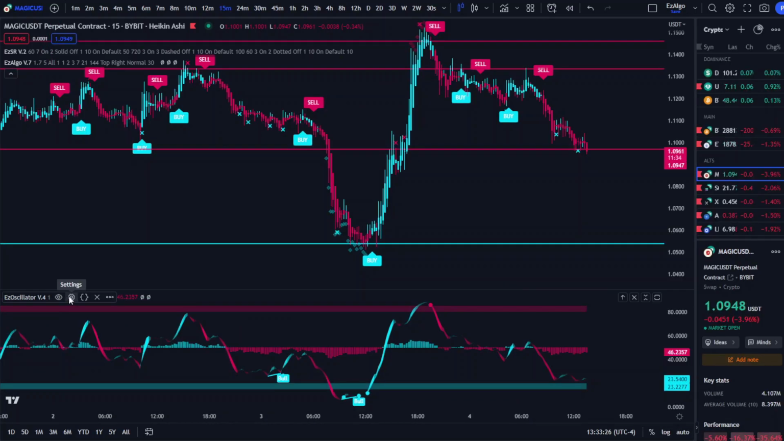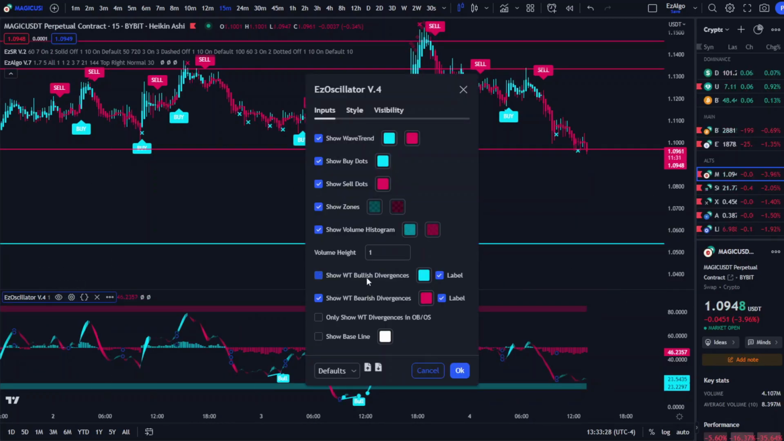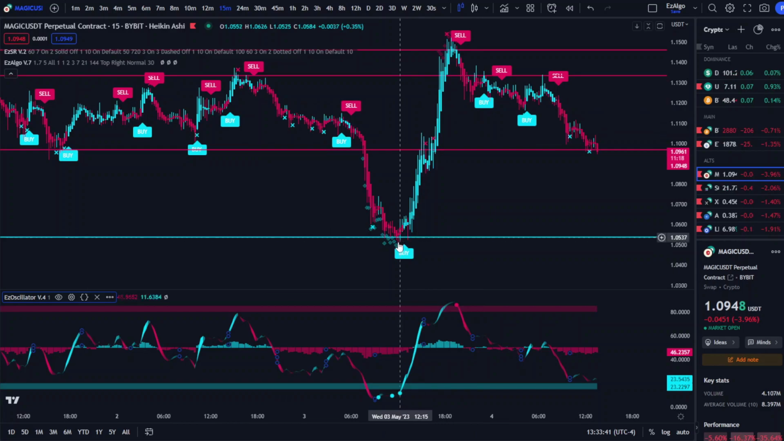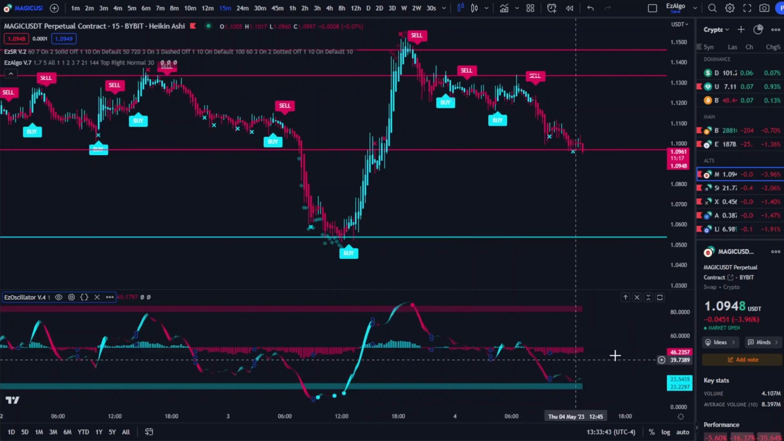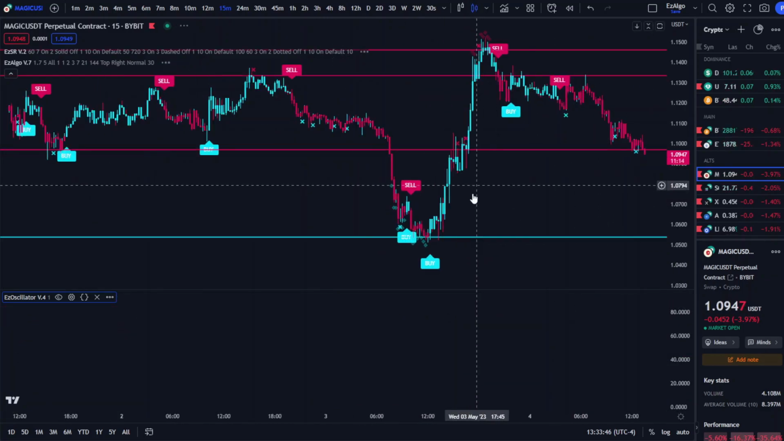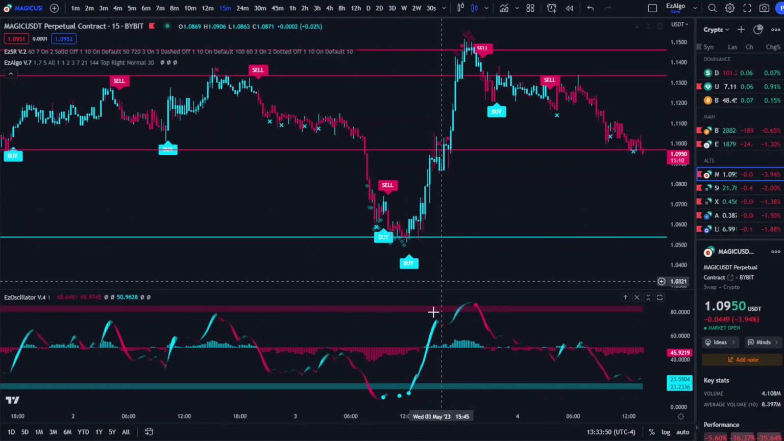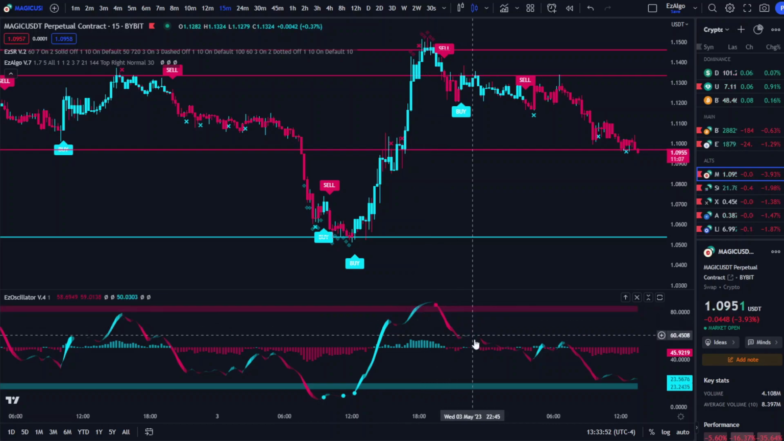All right, to start, we're going to go into the settings here and we're going to turn off the divergences. So the first input inside of EzOscillator V4 is the wave trend. Now this is this very smooth trend ribbon that you see right here. This actually works on both Heikin-Ashi and Japanese candles. You can see that even on the Japanese candles, the wave trend is still incredibly smooth.